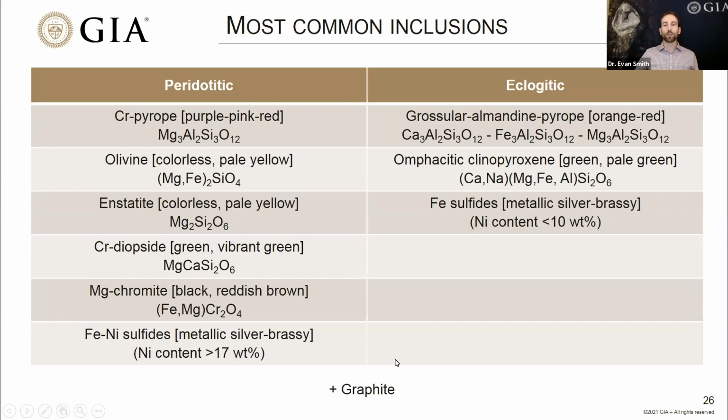And down here, I've also listed graphite. Don't forget about graphite. It shows up a lot. A lot of the black, sort of ragged looking material we see in diamonds is actually graphite, and it's made of carbon. So let's look at some more of these examples.